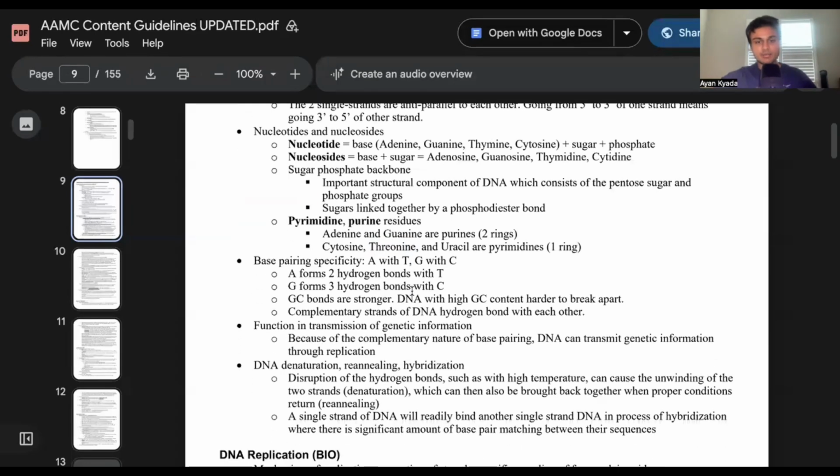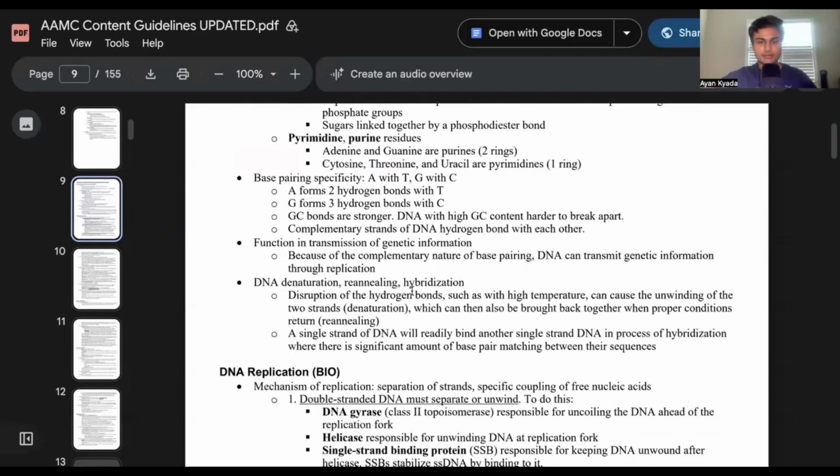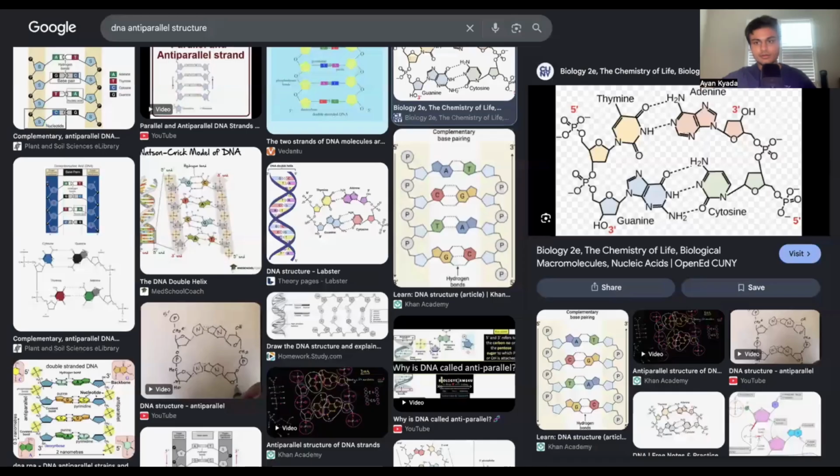Now let's take a deeper dive into the hydrogen bonds themselves. So you can see here that adenine, which always base pairs with thymine, and vice versa, thymine always base pairs with adenine, forms 2 hydrogen bonds. And that's because each has 1 hydrogen bond acceptor and 1 hydrogen bond donor. So 1 hydrogen bond donor and 1 hydrogen bond acceptor. So it forms 2 hydrogen bonds total.